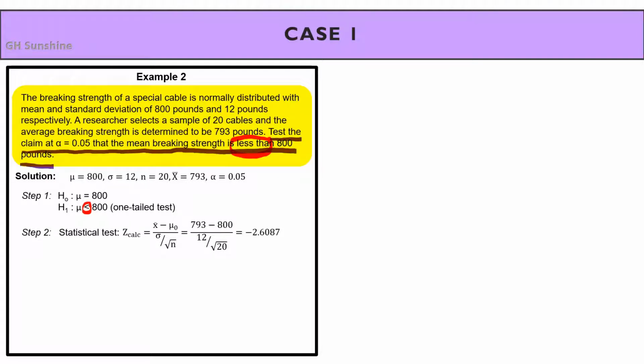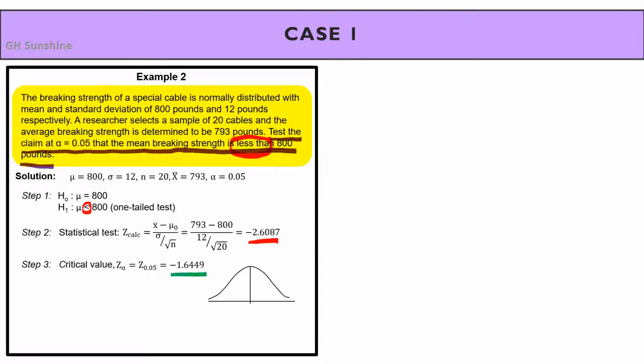Next, calculate the Z calculation. Substitute all the values. Then final answer for Z calculation equal to negative 2.6087. Okay, step number 3. Find the critical value. So this one is a one tail test, so use alpha equal to 0.05. Read from the table. Critical value equal to 1.6449. So where is the rejection region?